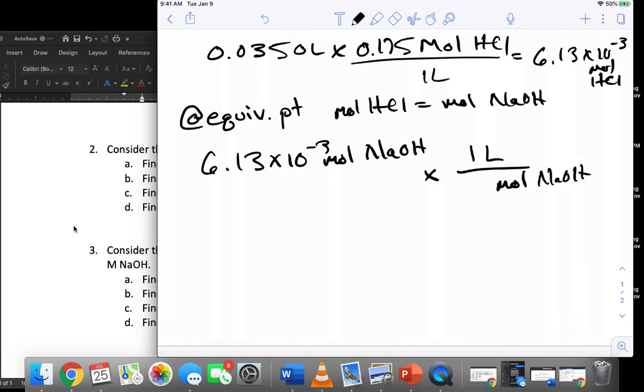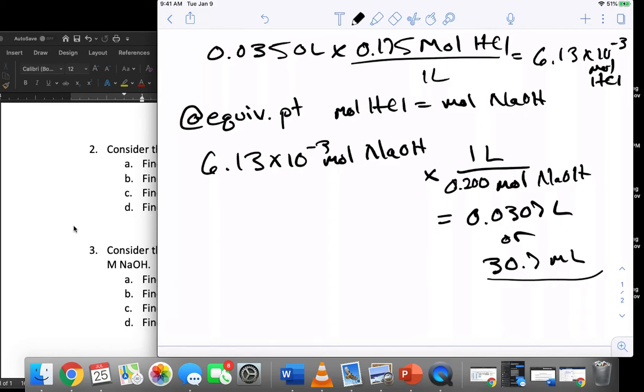Well, if I want a ratio of moles to liters for NaOH, that's just my molarity, right? That 0.200 molar that I had. And using that, I can figure out how many liters of my NaOH solution I should need. And I think it's about 0.0307 liters or 30.7 milliliters is what we need to add. So that's going to be our volume to reach the equivalence point. For our base, we need to add about 30.7 milliliters of the sodium hydroxide.